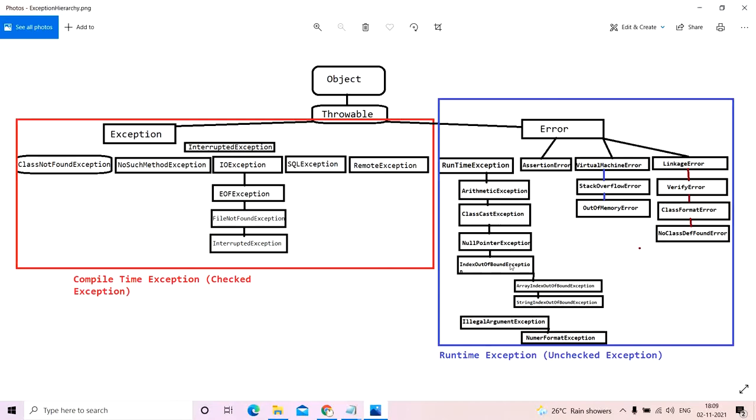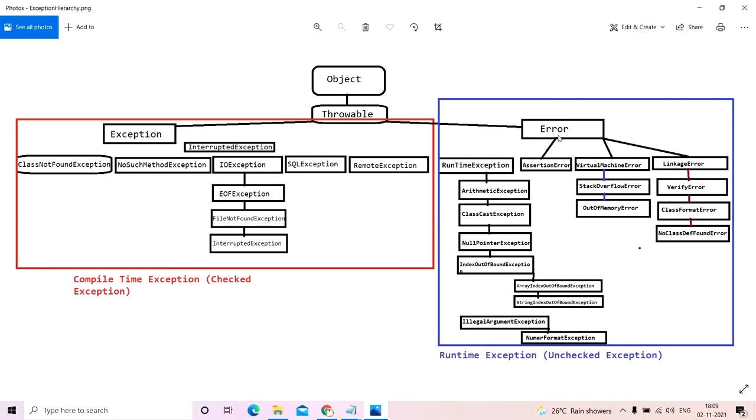Index out of bound exception inherits two more classes: array index out of bound exception and string index out of bound exception. Similarly, there is one more, illegal argument exception, which is again inherited by number format exception. So this falls under the runtime exception category, and runtime exception is one of the classes of exception. Okay, then we'll come to error.